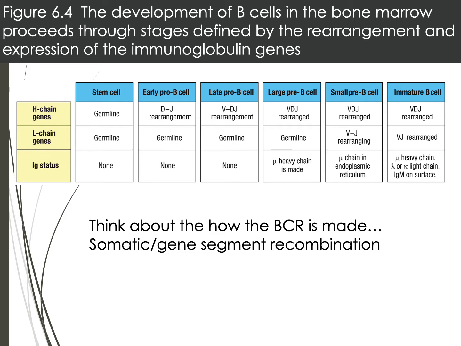So then at the large pre-B cell stage, that's when we have, for our heavy chain, that VDJ exon created, okay? So we would synthesize that heavy chain. In the small pre-B cell stage, that's when we move to the light chain and it undergoes the VJ rearrangement.